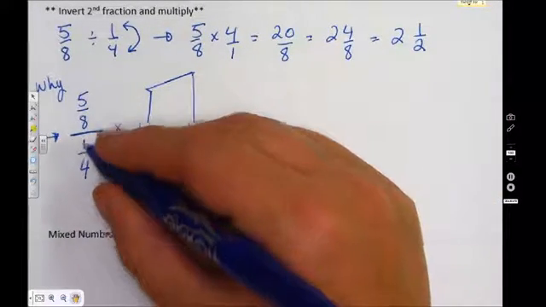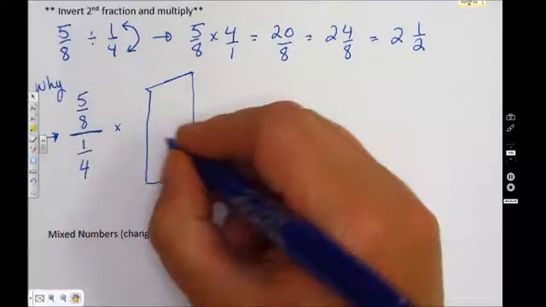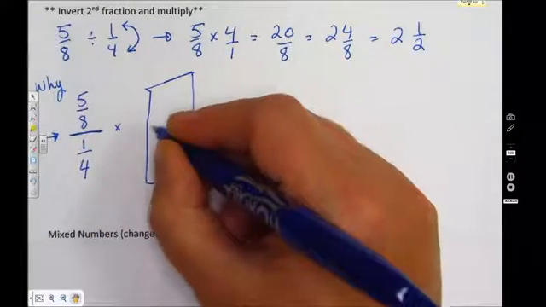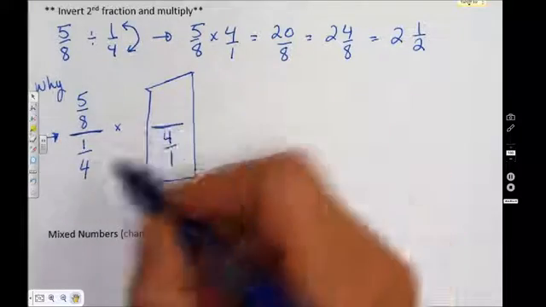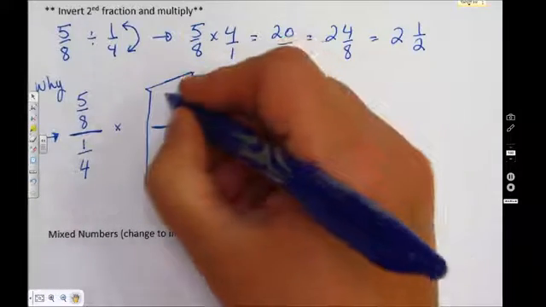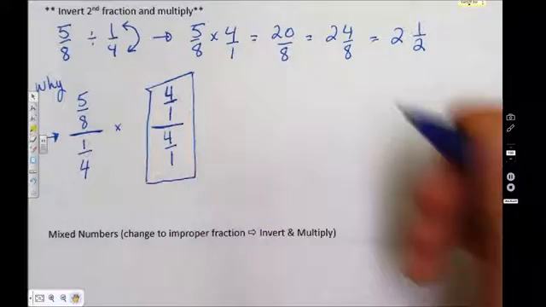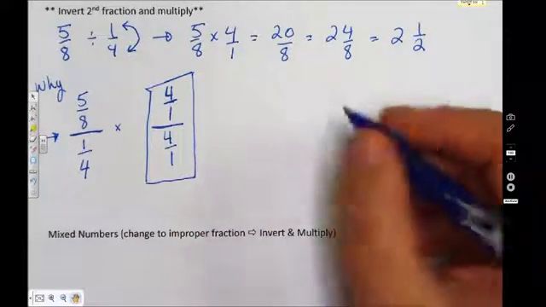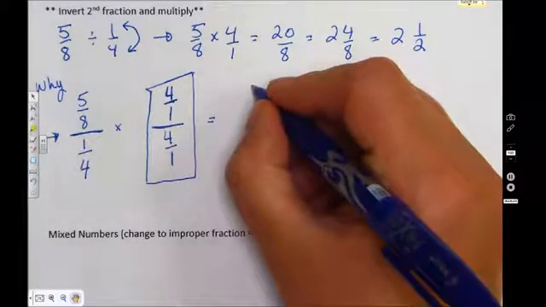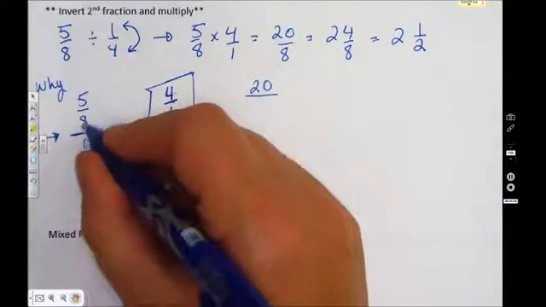So if I look at what I have on the denominator of this big fraction, if I want to make this into 1, I would multiply it by 4 over 1. And if I want this to remain 1, I'd have to put the same number on top, which is essentially 4, but I'm writing it as 4 over 1. And then when I multiply across here, I'll get 20. 5 times 4 is 20. And 8 times 1 is 8.